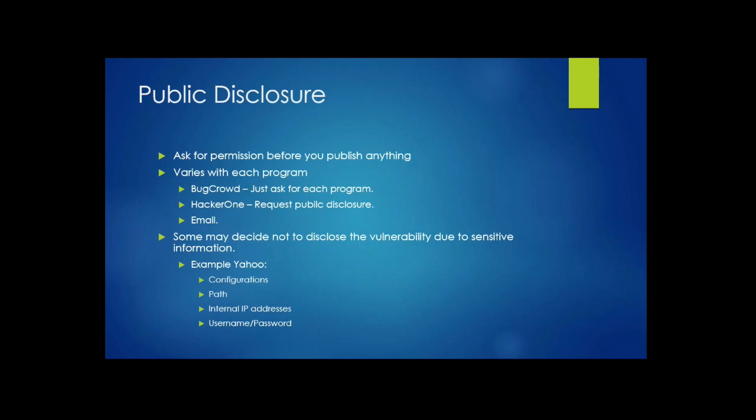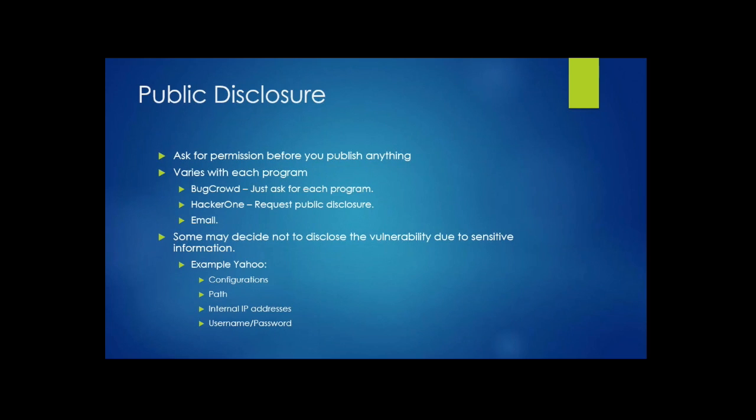Public disclosure varies from program to program. You can always ask permission for publishing your work with whatever program you're working with. Example, Bugcrowd, you can just ask on the program or on your report if they would allow you to publish that after it's patched. With HackerOne, you can just request public disclosure. If the other person doesn't answer it, in 30 days it would become public no matter what, and you can always email them, like I said earlier.